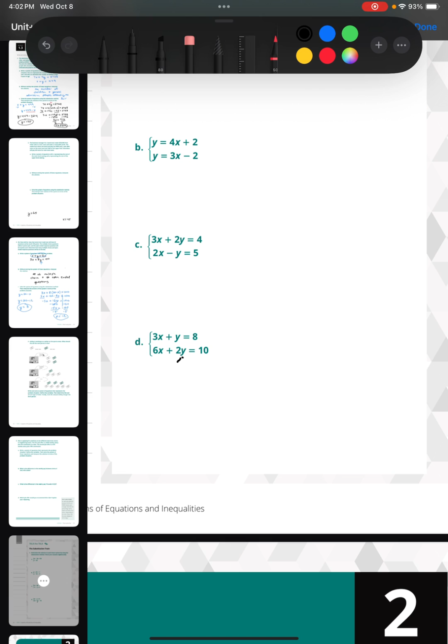I did it again. Let me rewrite that. Y equals, again, you can always rewind the video to see what was there. Negative 3x plus 8. Sometimes I accidentally hit that delete button. All right, so we're going to plug that in here for that y. So we have 6x plus 2 times negative 3x plus 8 equals 10. Again, so we're going to solve for x.